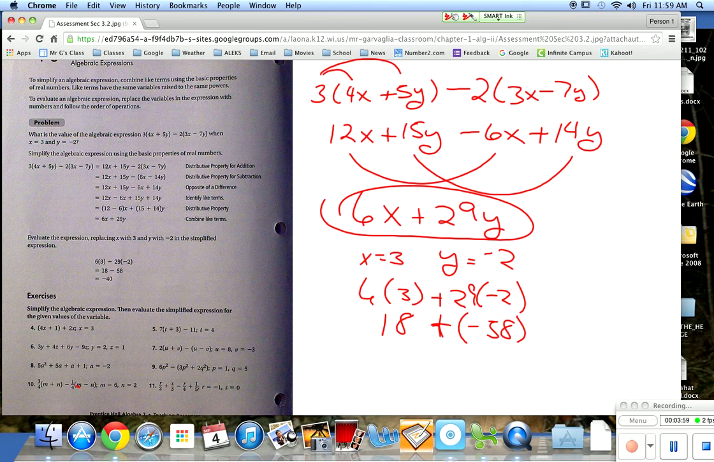This is always a tough one for people because you're adding a negative. Here's what you do: subtract it. They're two different signs, so subtract it and take the sign of the larger number. 58 minus 18 is 40. Take the sign of the larger one, so you go minus 40. So 18 plus negative 58 equals minus 40. You guys see how you do that? You're good? All right.